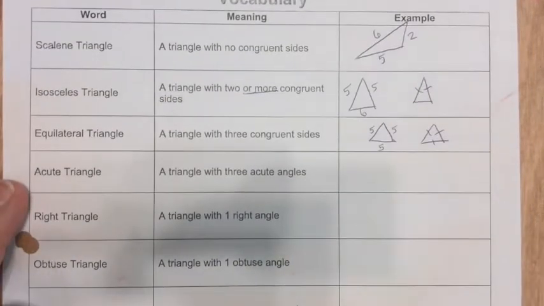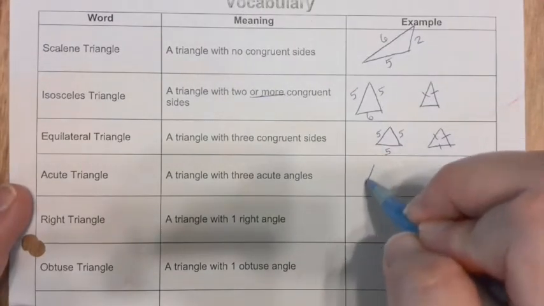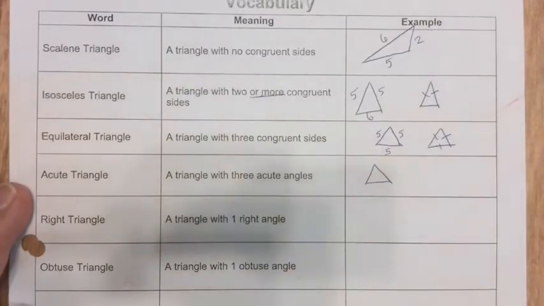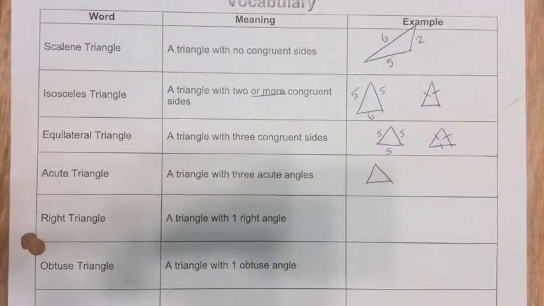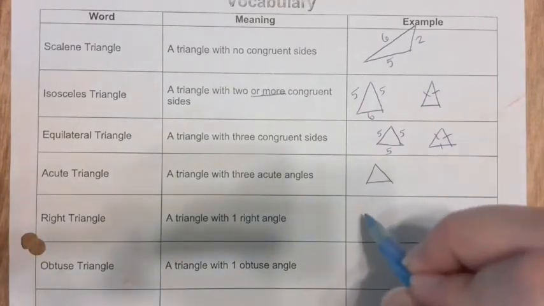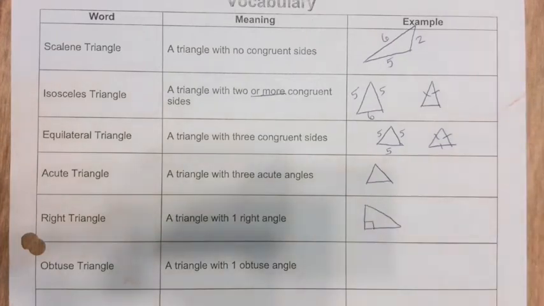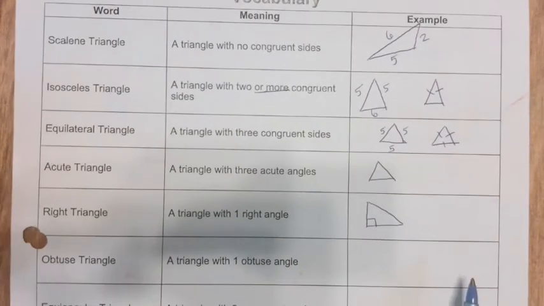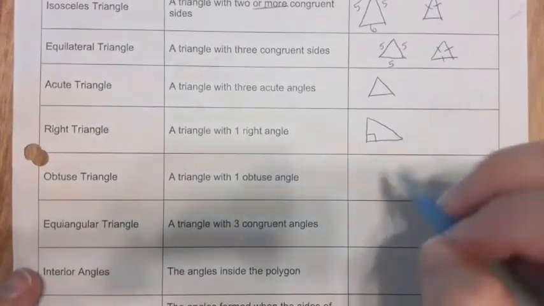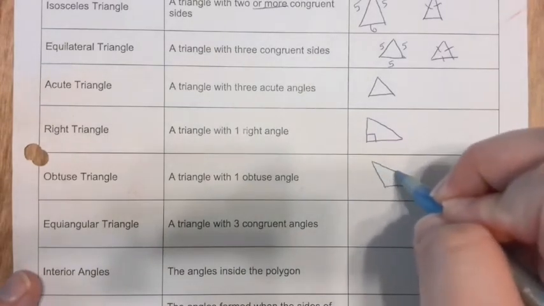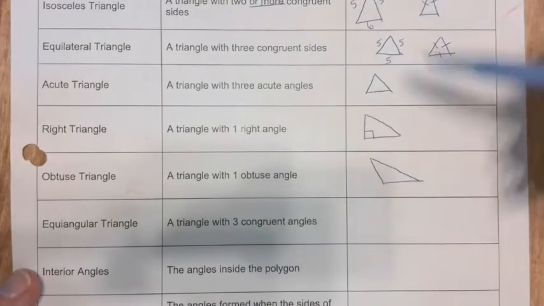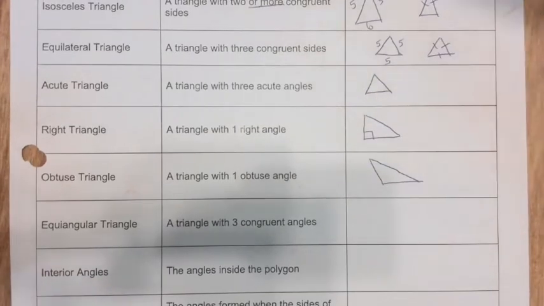An acute triangle is a triangle with three acute angles. It's typically going to look more like this, where all three angles are less than 90 degrees. A right triangle is a triangle with one 90-degree angle. One 90-degree angle, and an obtuse triangle is a triangle with one obtuse angle. Maybe it'll look more like this. Now all three options, acute, right, and obtuse, can be scalene, isosceles, or equilateral. It just kind of depends on the scenario.